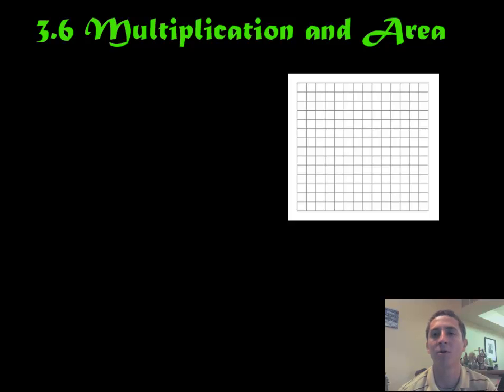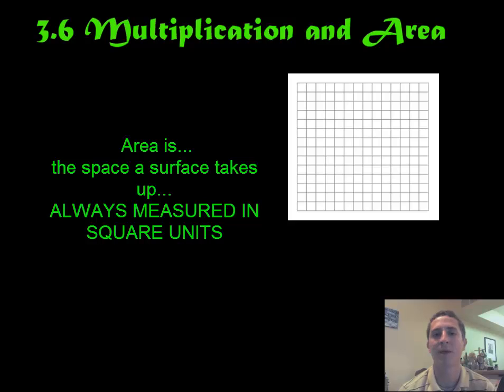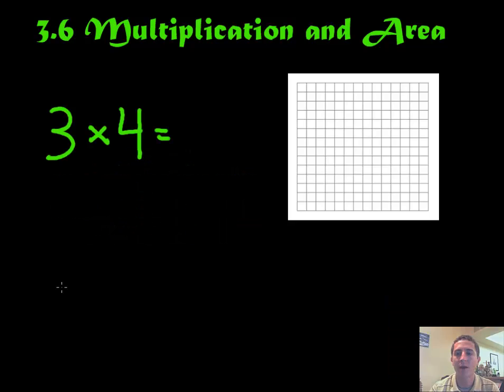So the first thing we need to know is what is area. An area is the space that a surface takes up, and we always measure that in units squared or square units. Okay, so let's go ahead and look at our first example here, 3 times 4. And I want to show you how that is connected to square units. How is this multiplication problem going to be connected to square units, and what does that mean, surface area?